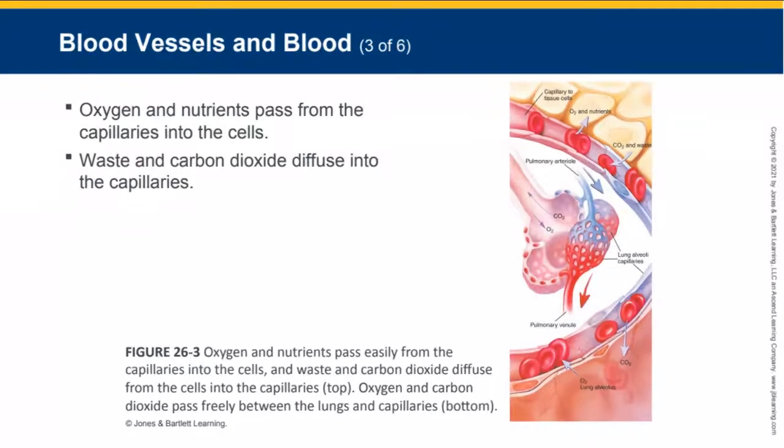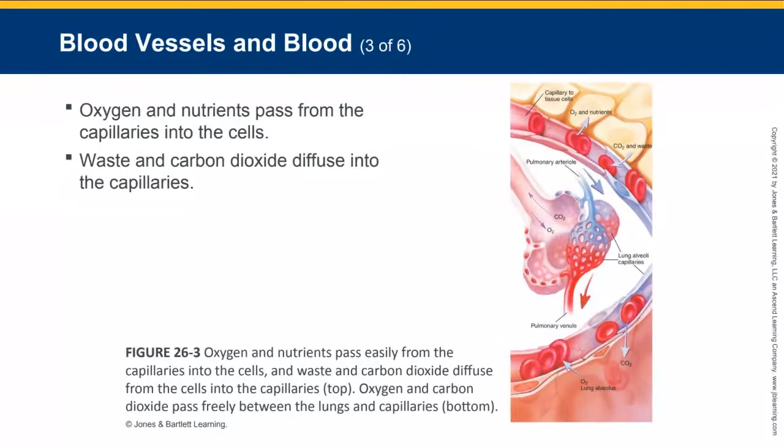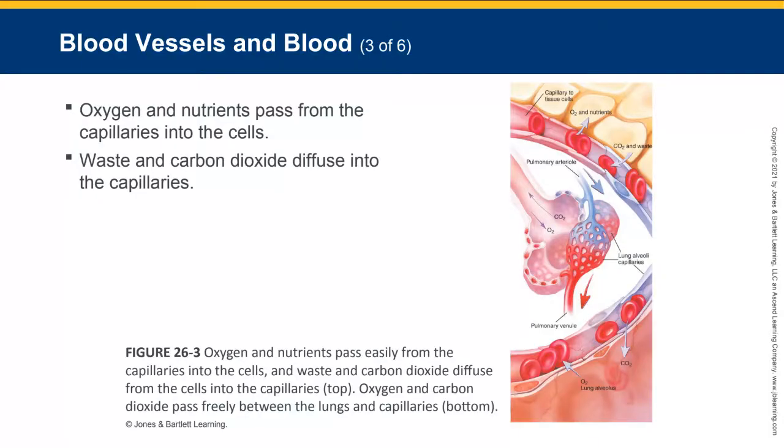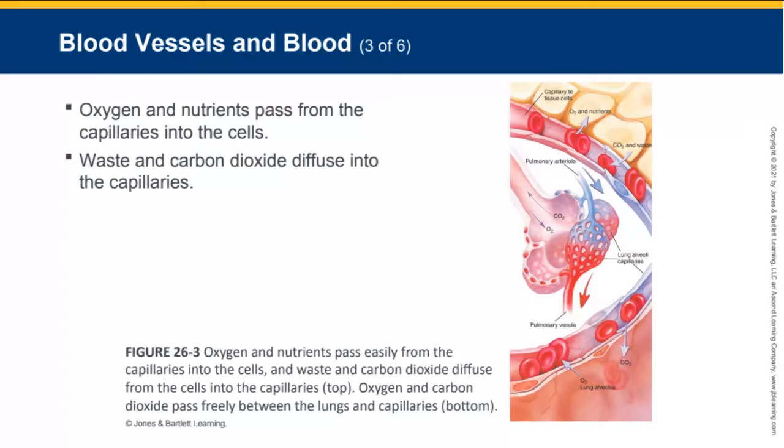Oxygen and nutrients pass from the capillaries into the cells, and at the level of the capillaries only one cell at a time can pass. Waste and carbon dioxide diffuse into the capillaries, and that's the process of respiration. So oxygen and nutrients pass easily from the capillaries into the cells, and waste and carbon dioxide diffuse from the cells into the capillaries. Oxygen and carbon dioxide pass freely between the lungs and the capillaries.